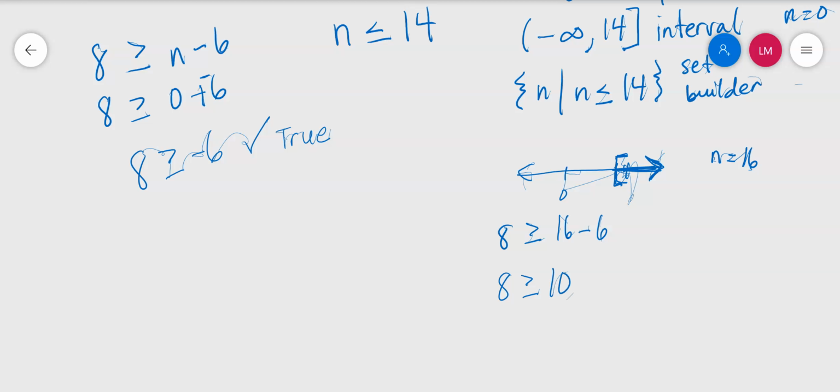See how this is a false statement? 8 is not greater than or equal to 10. So this would be false, right? And since it's false, that's what I'm saying. You shaded the wrong direction. You know that you did something wrong. You need to relook at your steps. So I hope that makes sense as you can check yourself.